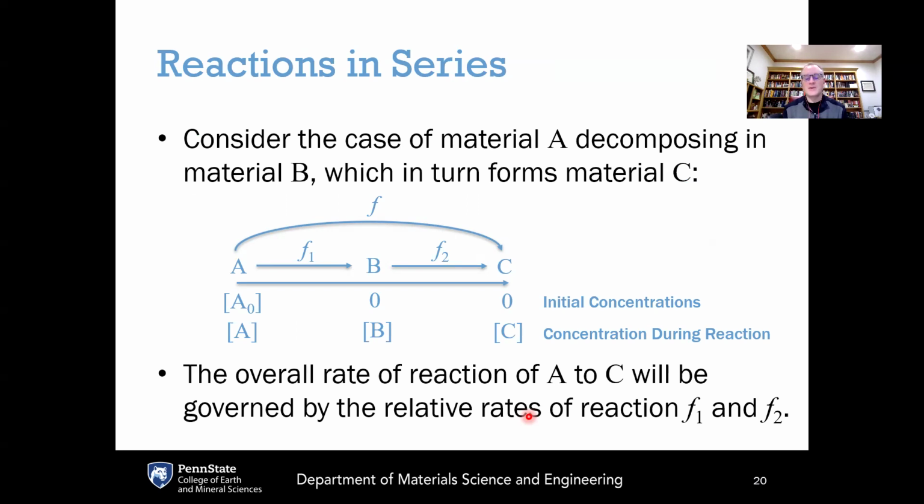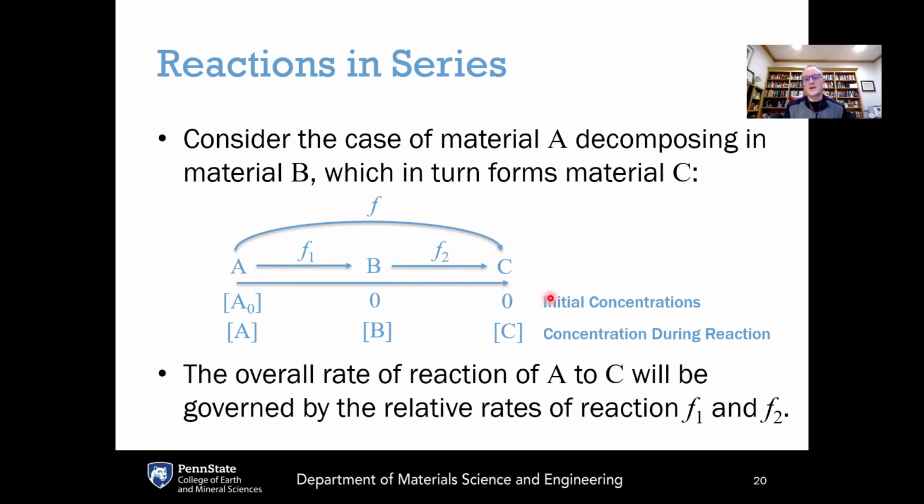So this is if the entire reaction is not occurring in one step, but it is occurring in multiple steps in which there's at least one intermediate reaction that takes place. For example, consider the case of some material A that decomposes into a material B, which in turn forms a material C. So in this case, we have a reaction rate of going from A to B, which is k1, a reaction rate in going from B to C, which is k2, and then we've got an overall reaction rate k, which goes from A to C. But in order to get from A to C, we need to go through B.